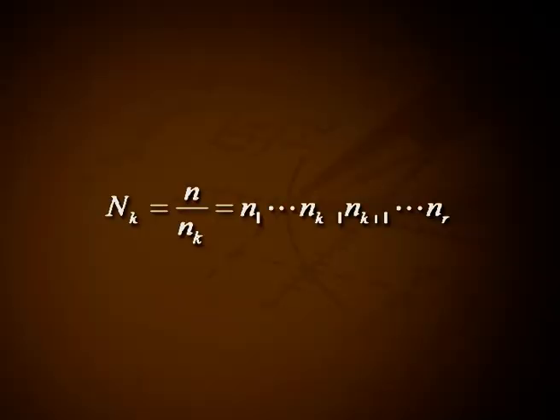For each k = 1, 2, etc., r, let Nk = n/nk, which is equal to n1 · etc. · nk-1 · nk+1 · etc. · nr. That is, Nk is the product of all the integers ni with the factor nk omitted. By hypothesis, the ni are relatively prime in pairs, so that GCD(Nk, nk) = 1.